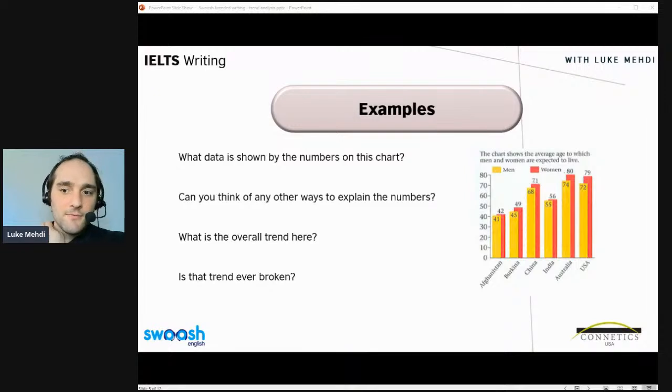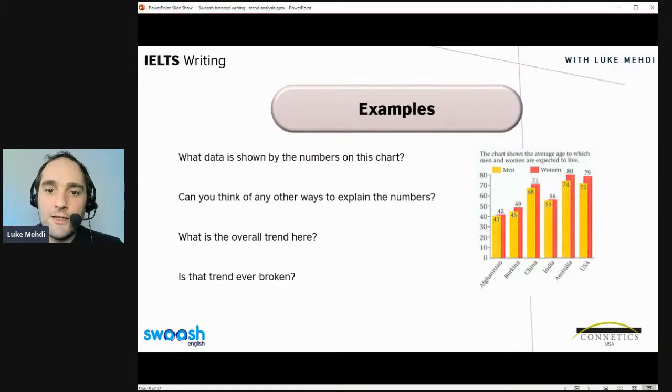Any ideas? Yeah. Good, Anna. Yeah, good. Age of what? Can you think it? So yeah, the numbers are ages. Yes, definitely. Can you think of any ways to explain those numbers? Expected age to live. Good, Cams. Good. Yes. Okay, good.